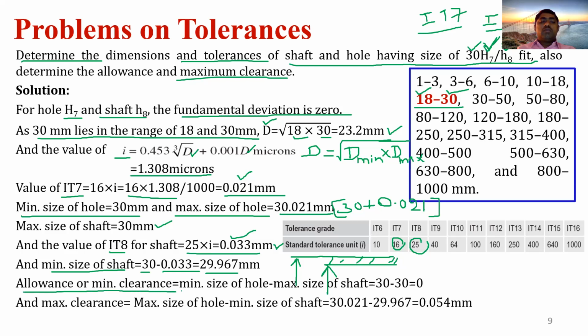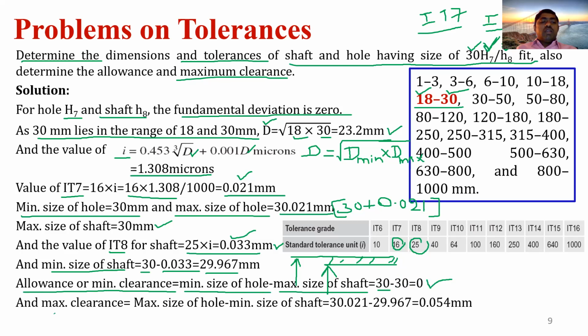And allowance or minimum clearance. Allowance is nothing but the difference between the lower limit of the hole minus the high limit of the shaft. The lower limit of the hole is nothing but the basic size 30, and the high limit of the shaft is also the same as the basic size. So we will get the allowance as 0.